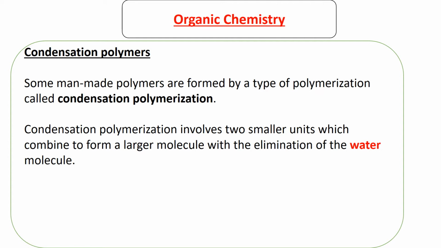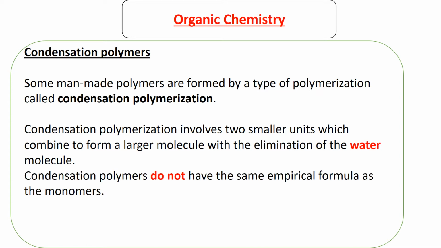So some key differences between condensation polymerization and addition polymerization. The first one is this one. In condensation polymerization, water is given out, while in addition polymerization, there's no water given out. Also, condensation polymers do not have the same empirical formula as the monomers. Examples of condensation polymers we have nylon and terylene, as it is pronounced. So there's nylon and terylene. These are the two examples of condensation polymers.